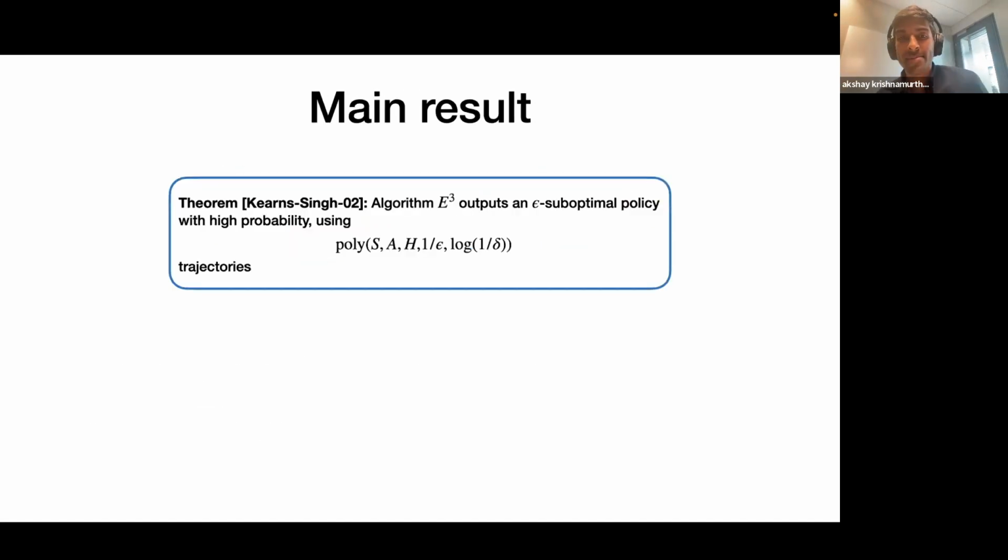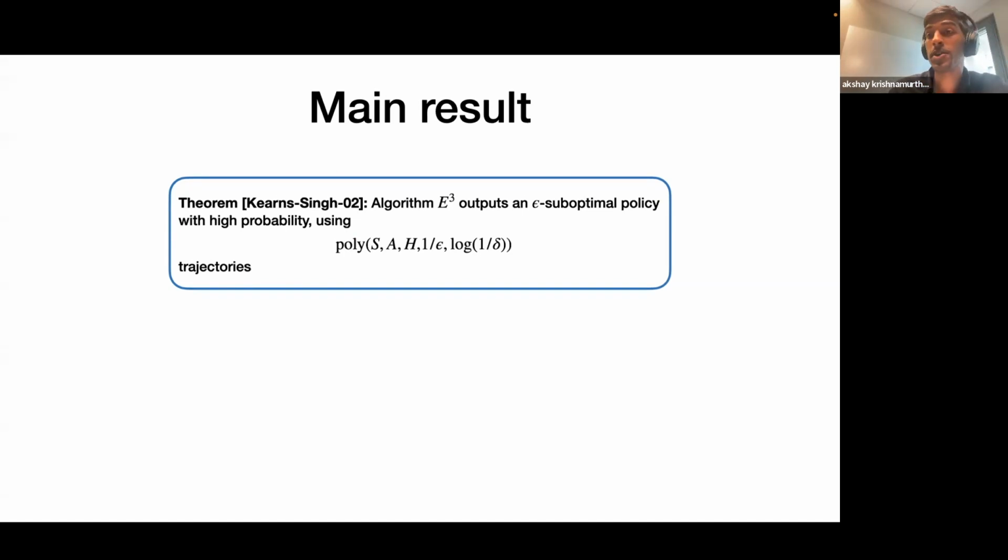Let me just tell you some high level version of the theorem. This is due to Kearns and Singh. This algorithm, you can set it up so that it outputs an epsilon suboptimal policy with probability at least 1 minus delta using poly(S, A, H, 1/epsilon, log 1/delta) trajectories.